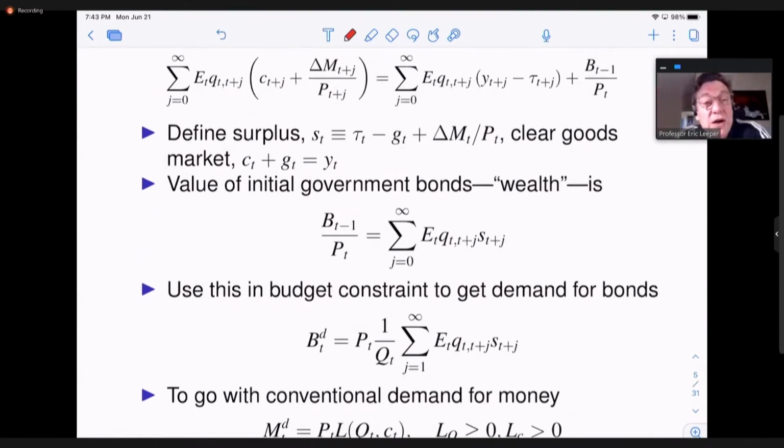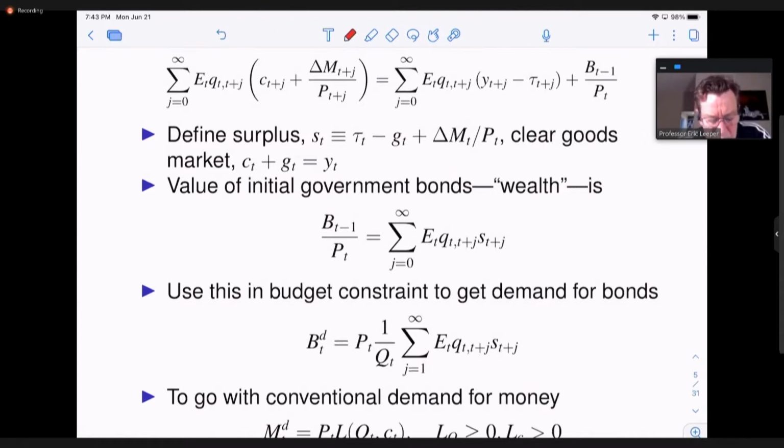So let's define the primary surplus somewhat differently than usual. By the way, you can do all of this in a cashless environment, but I thought I'd put money in there just for the heck of it. So let's define surplus as taxes minus government purchases plus seigniorage revenue. If you clear goods markets, then you're going to be able to cancel some stuff out, and you're going to add a G, right? So consumption plus government spending equals income or output.